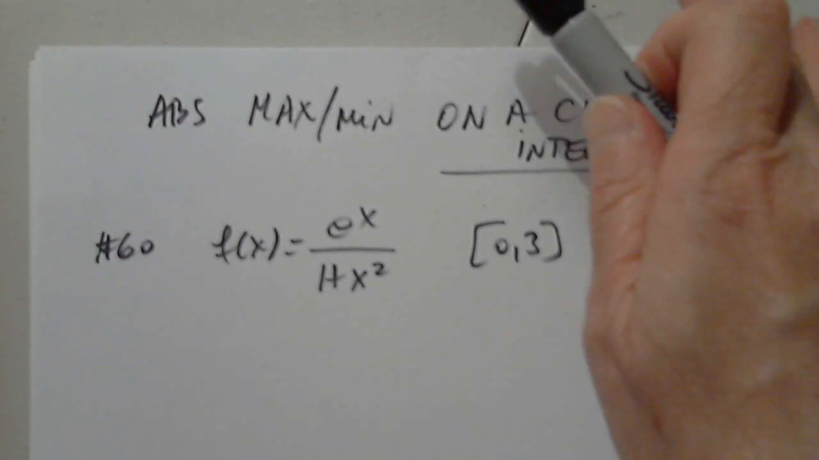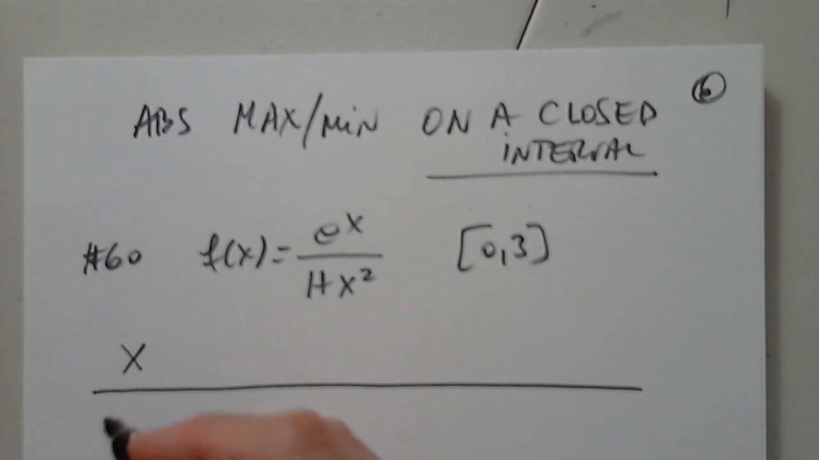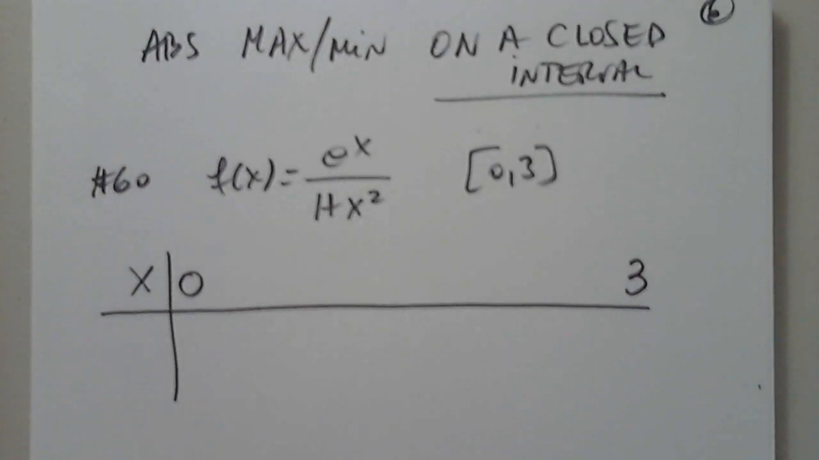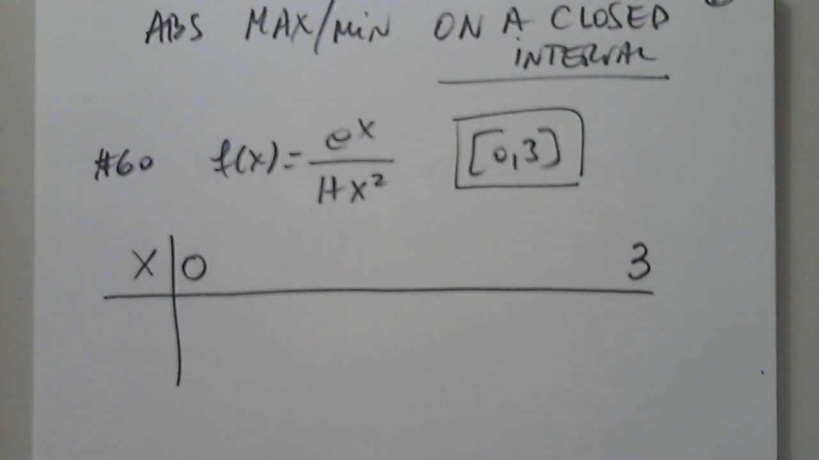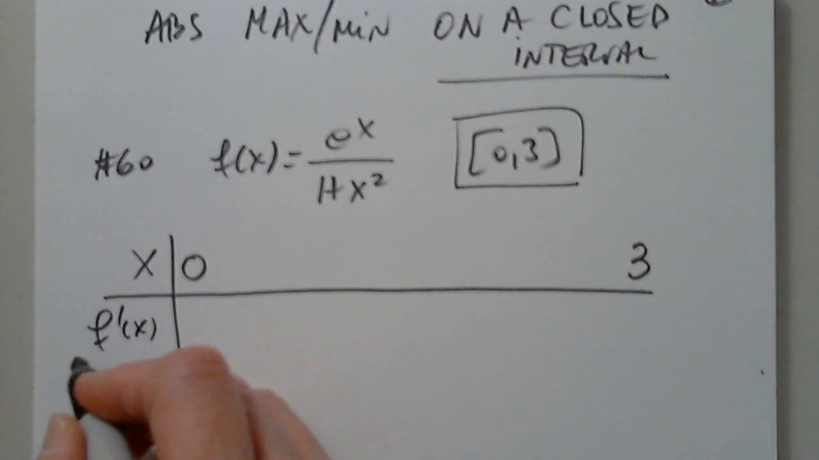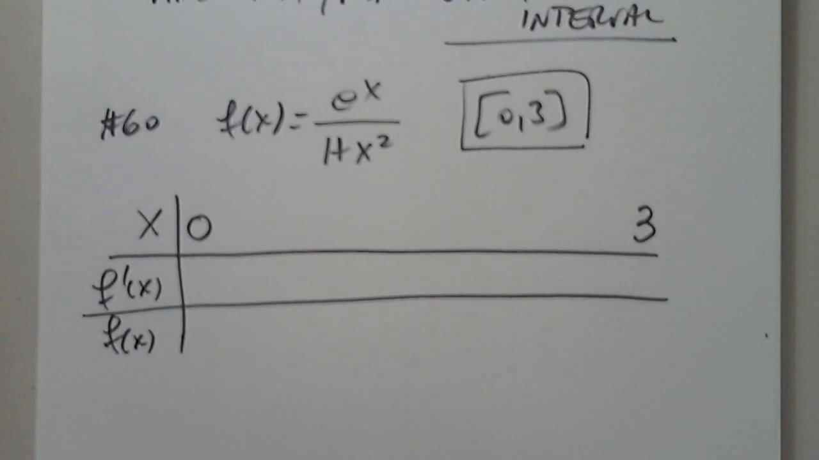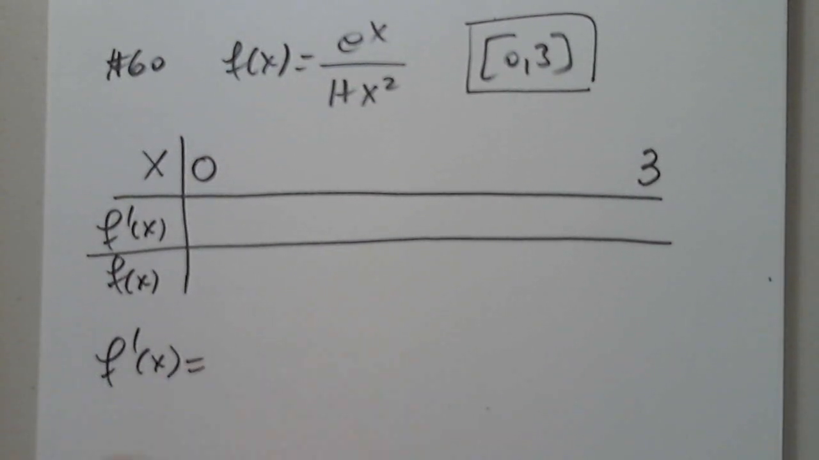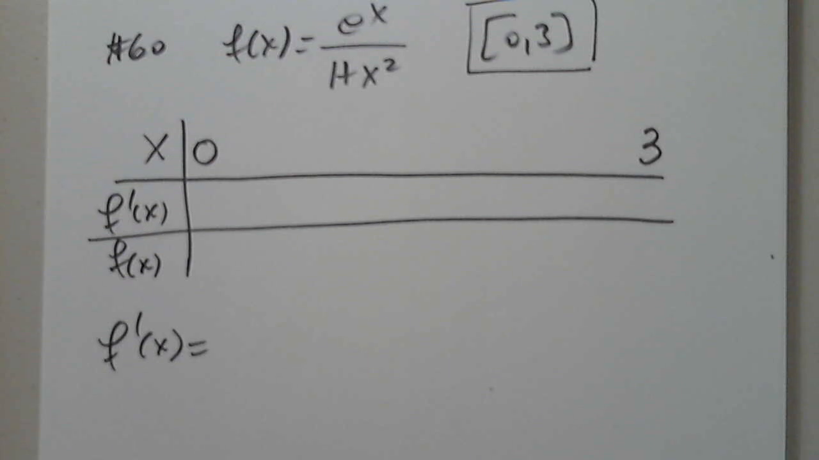When the closed interval is given to us, our table will only have the closed interval in it and nothing else. Once this is given to us, this one dictates. So we have f prime of x, and then we have f of x, of course. Like before, no change. I have to find the derivative, I have to look for critical numbers, and then I'll show you what happens next.